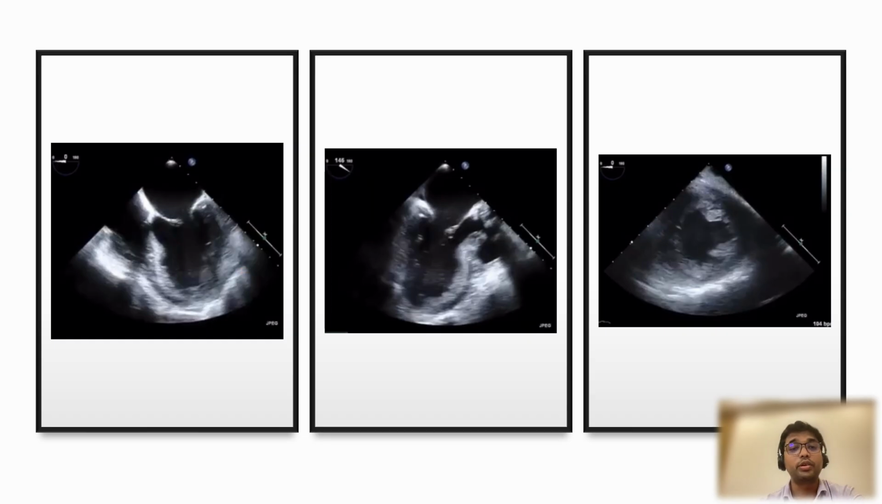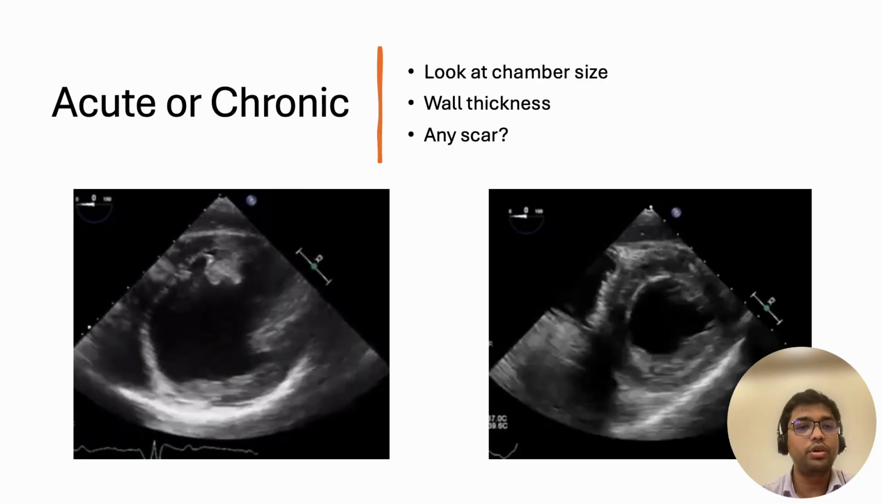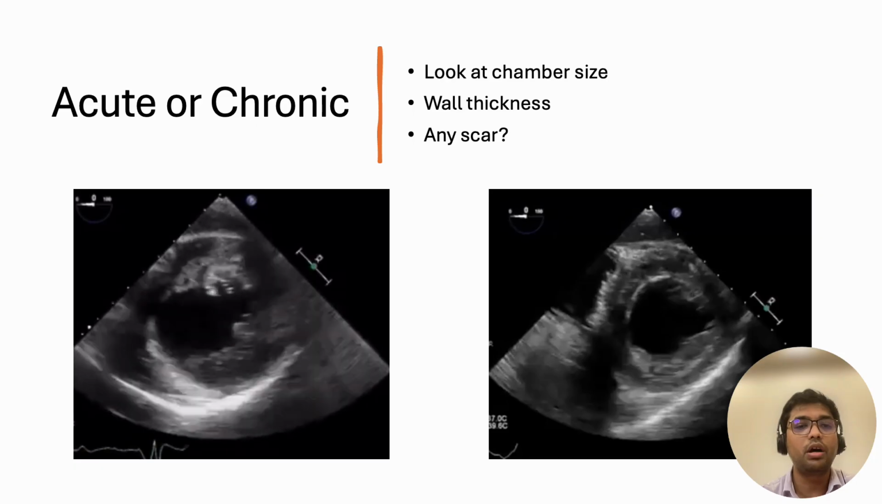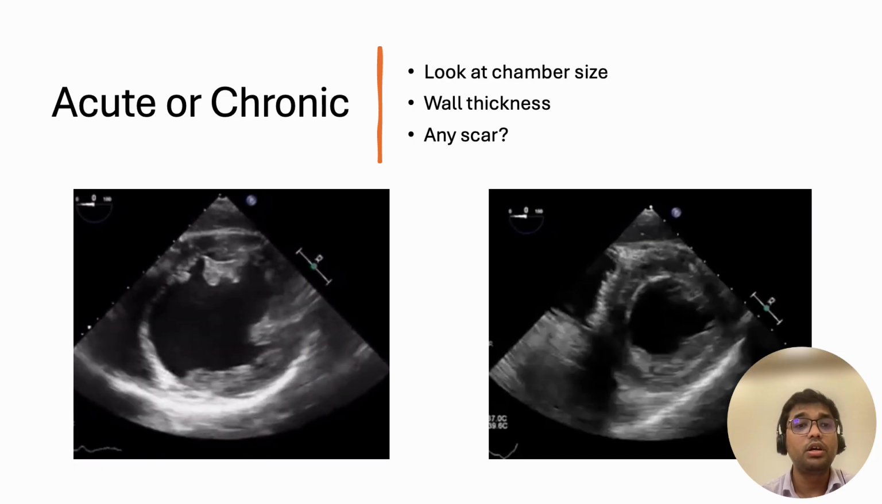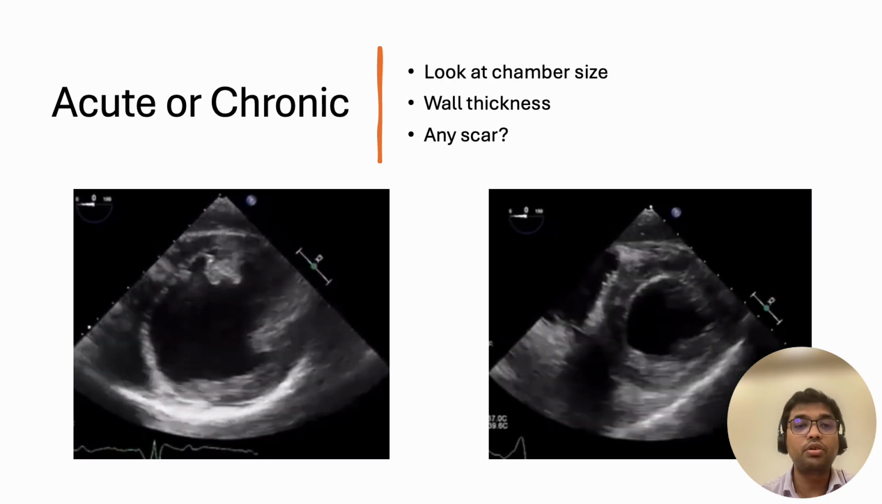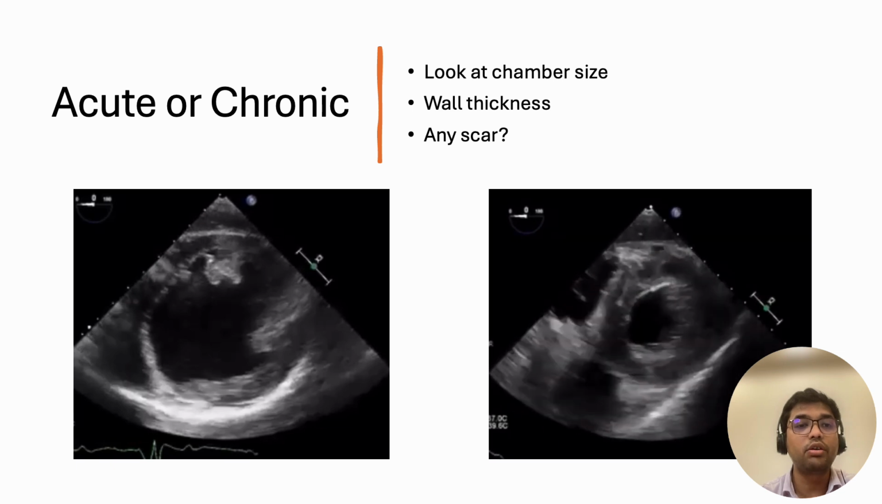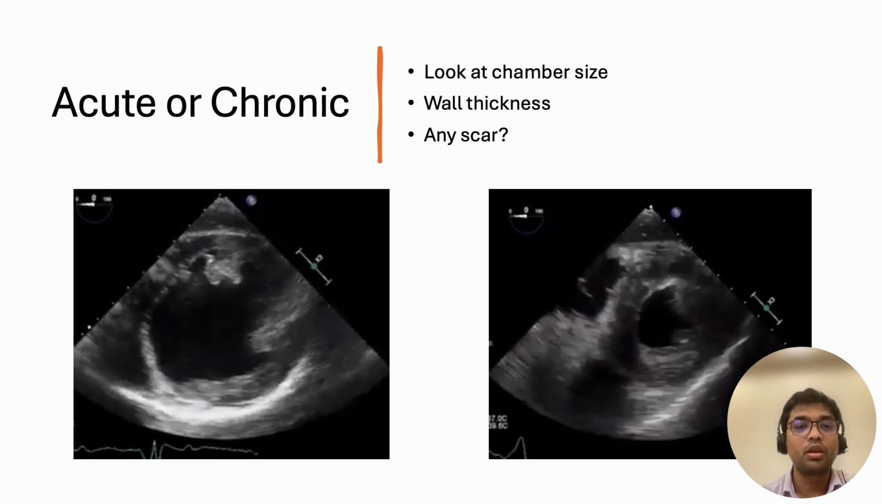LCX region ischemia. After knowing which wall is having a regional wall motion abnormality, it is also important to know whether you are dealing with acute ischemia or chronic ischemia. So by knowing the chamber size and wall thickness or presence of any scar, you can actually see the difference between these two images.